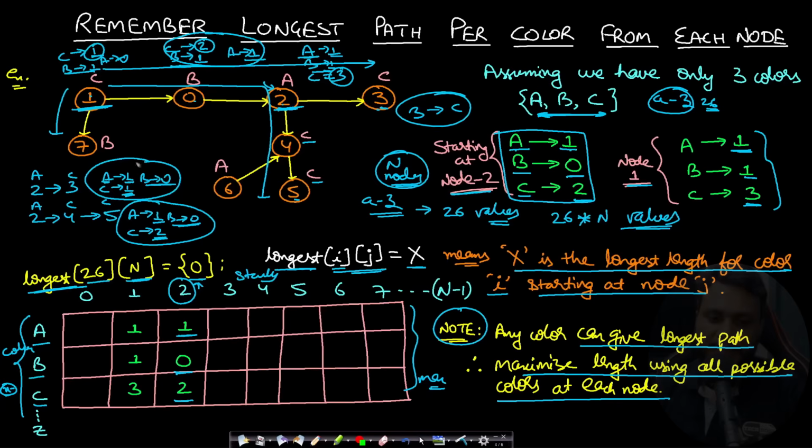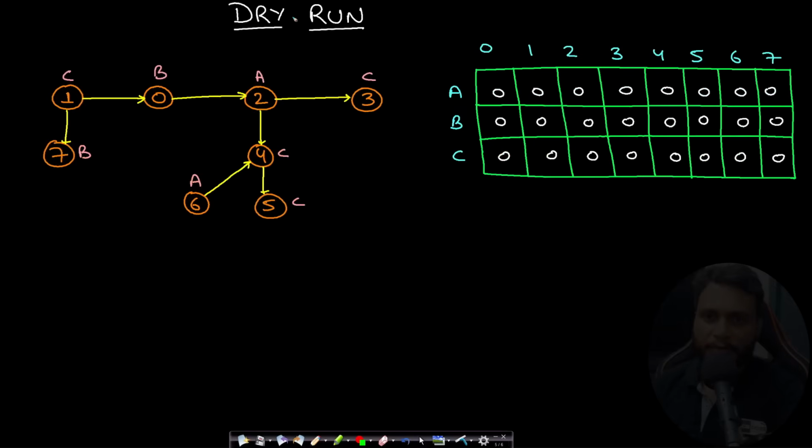So the starting point can be present at any node, and any of the colors can give you the max value. So that will be tracked by tracking the maximum of this entire table. I hope you have got the idea of how we are trying to apply dynamic programming using the DFS approach, right? So let me give you a dry run.